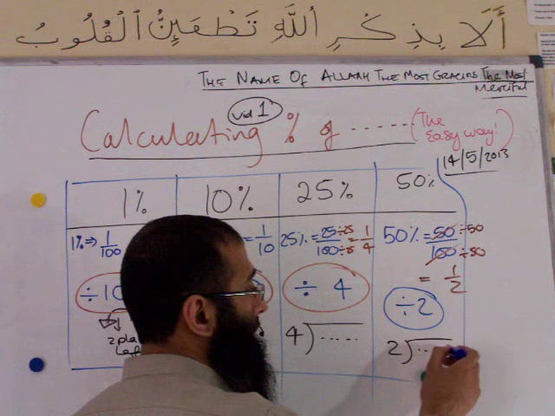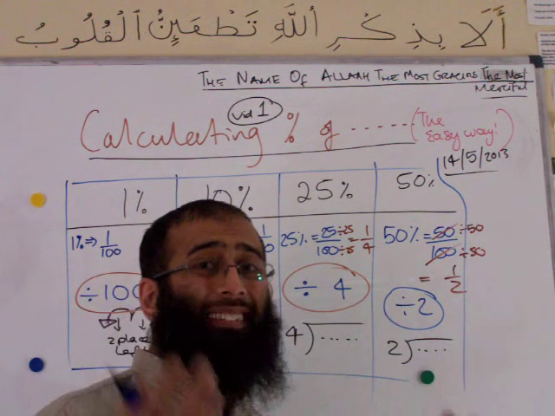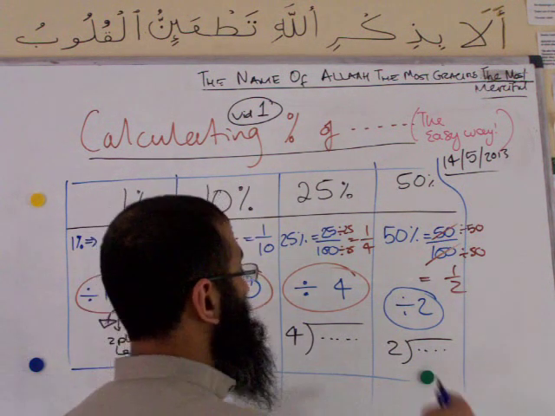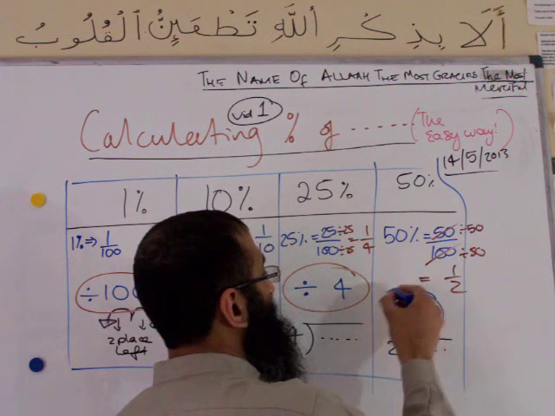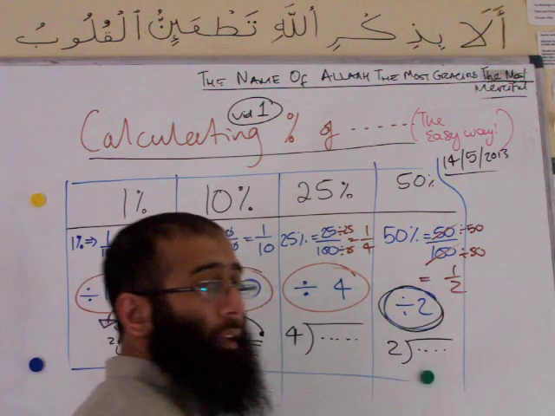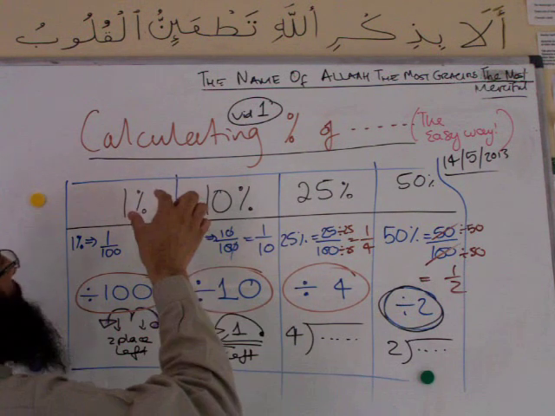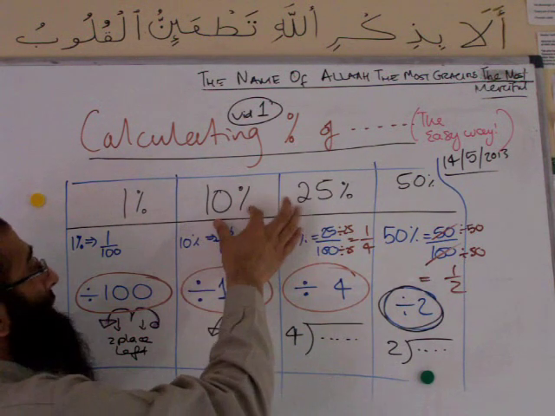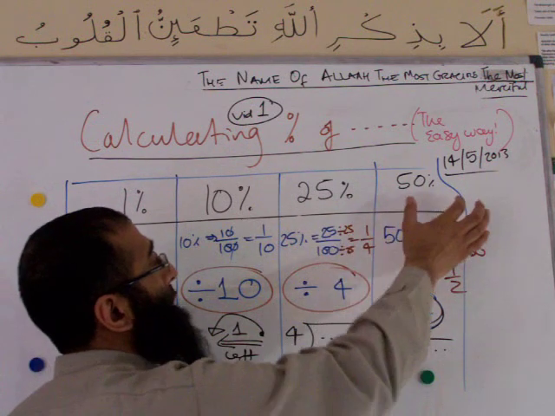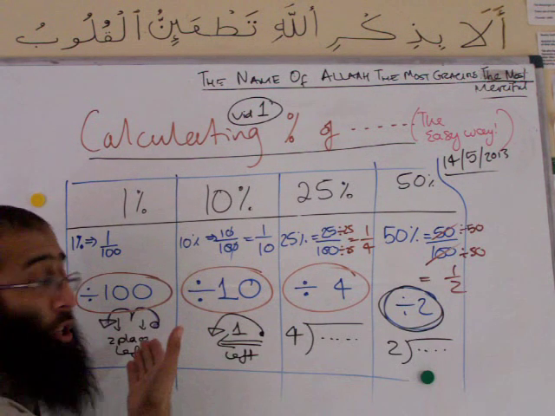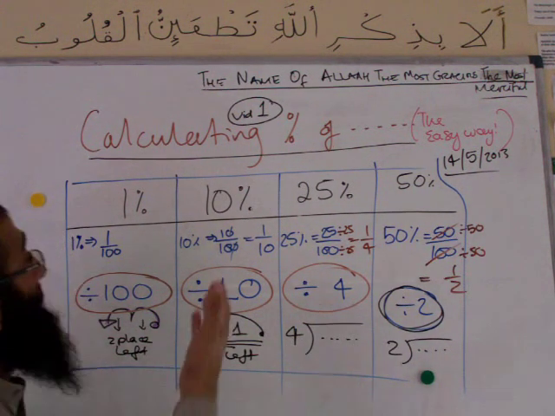Put the number here, halve it. Either halve it mentally or halve it using the bus stop technique. Okay, so what we looked at today in this introductory video is 1%, 10%, 25% and 50%. 1% is a hundredth of something, so you divide by 100.